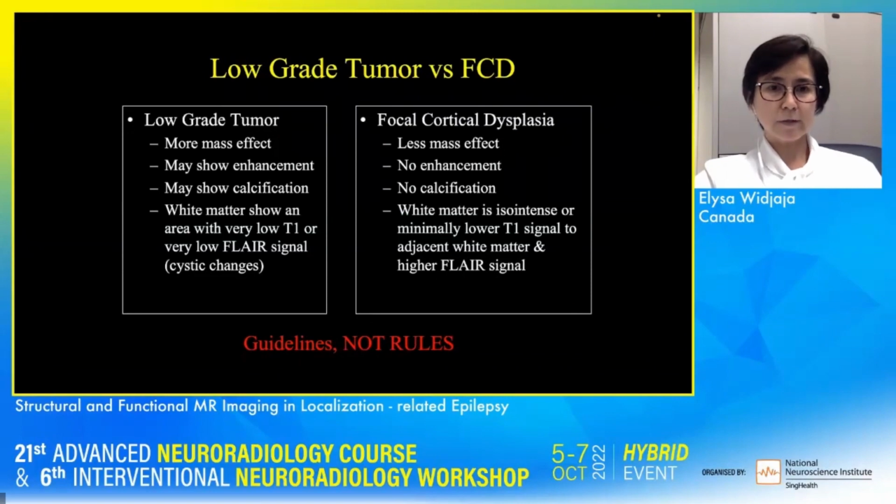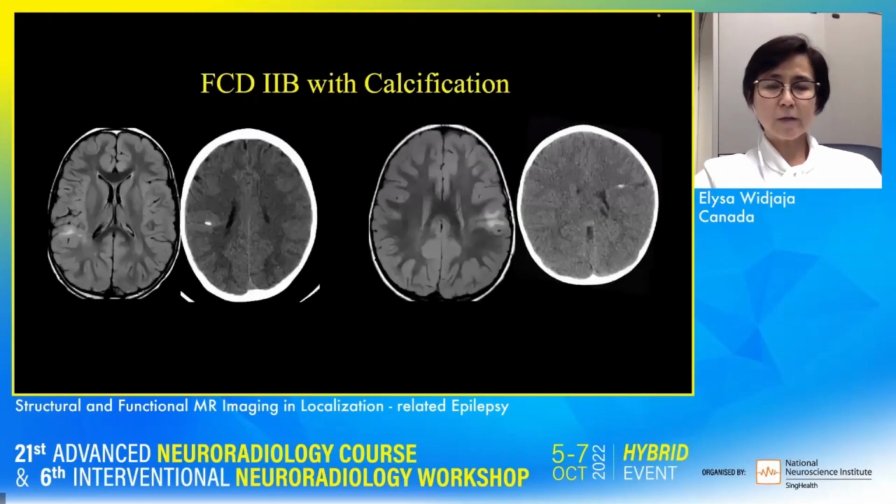Amongst all these features, I find that the last feature is the most helpful to distinguish between these two entities. Please note that these are just guidelines, they are by no means rules. So I've brought along two cases to show that focal cortical dysplasia may occasionally show evidence of calcification, such as in these two cases.